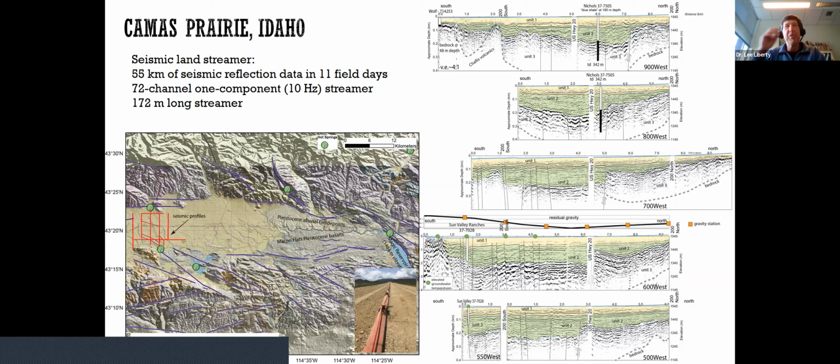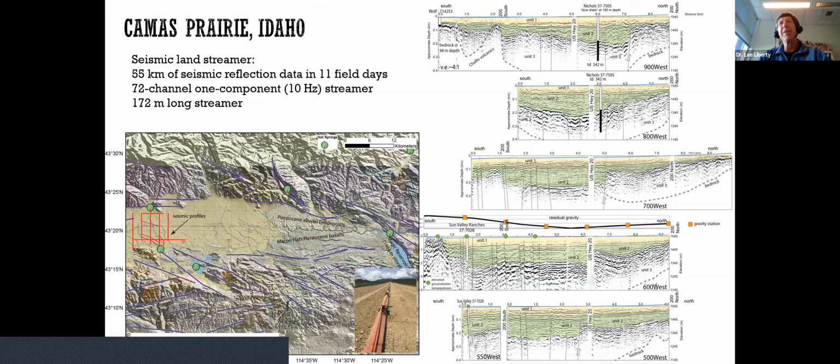Here's an example from central Idaho. This is one of these basins that parallel the passage of the Yellowstone hotspot, and we collected data with our land streamer here. You can see this image. We were able to collect 55 kilometers of reflection data in 11 days, so about 5 kilometers a day, using a 72 channel system. We actually had a much longer streamer here, about 172 channels, but I think this is pretty good data quality. Being able to collect 55 kilometers with planted geophones would have taken us many, many weeks to do, and we were able to do this in 11 field days.